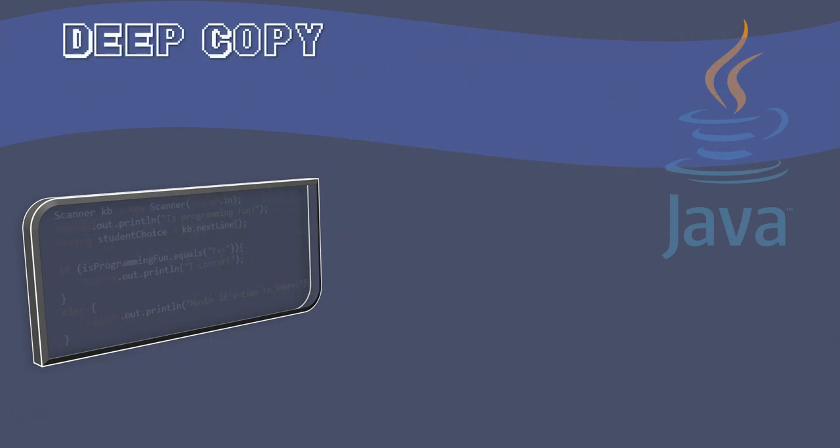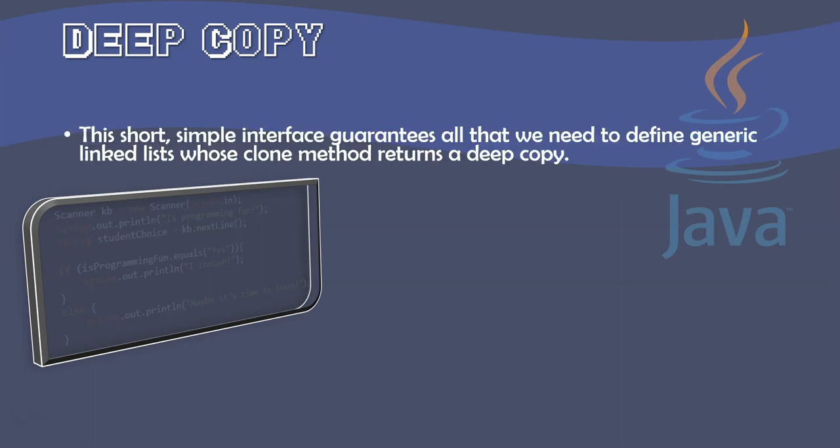So we just say public interface PubliclyCloneable extends Cloneable, public Object clone. And of course, what we're trying to do with this is to use it to make a deep copy. This short, simple interface guarantees all that we need to define generic linked lists whose clone method is going to return a deep copy.